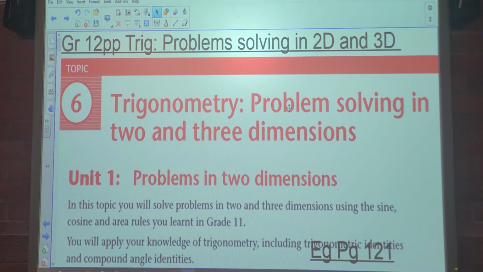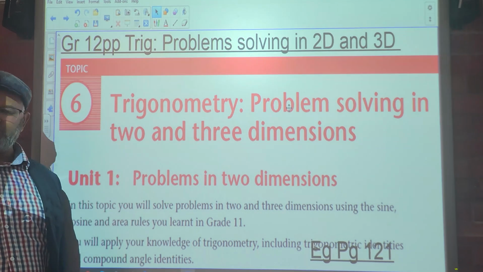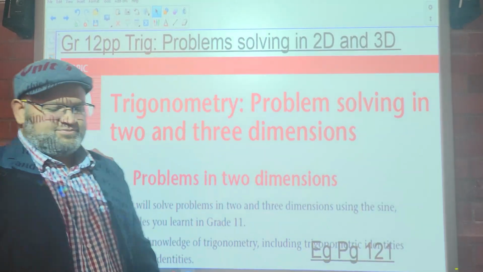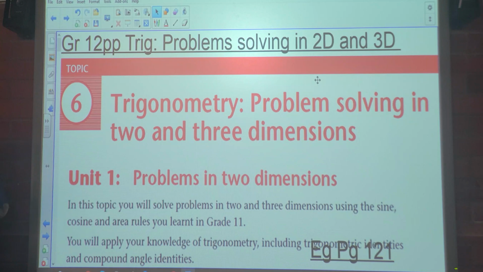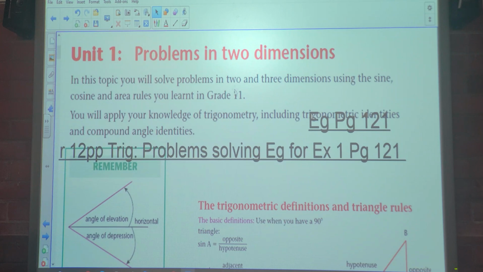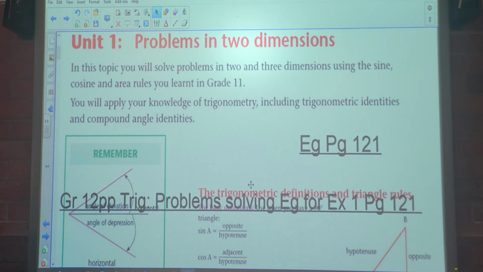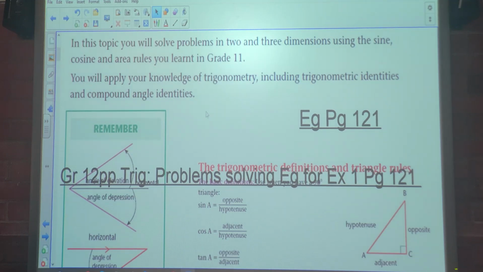Okay, good morning class. So today we're looking at trigonometry problem solving in 2 dimensions and 3 dimensions, 2D and 3D problems. Last year in grade 11 we dealt with the sine, cos and area rule. So this is just an extension of that chapter, and also the last new thing you will be learning about trigonometry for the year.